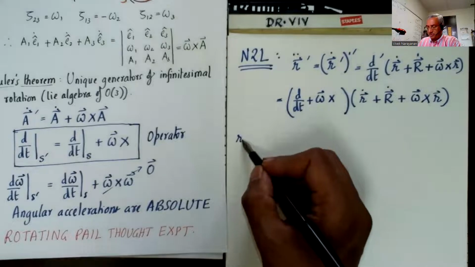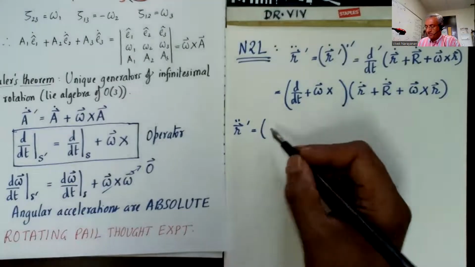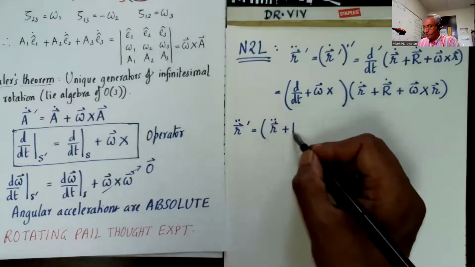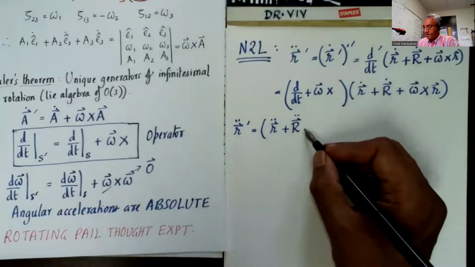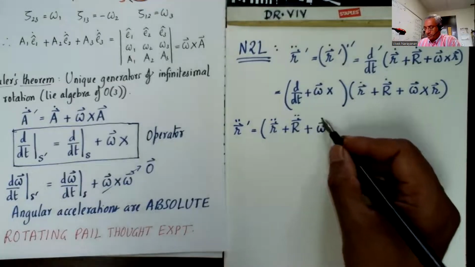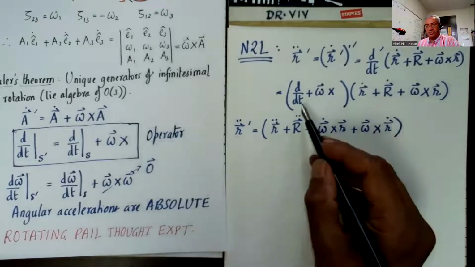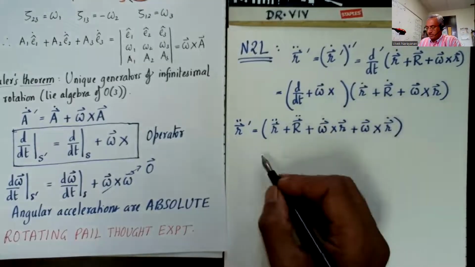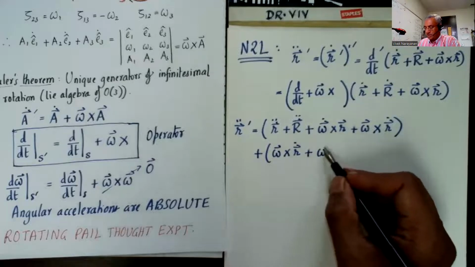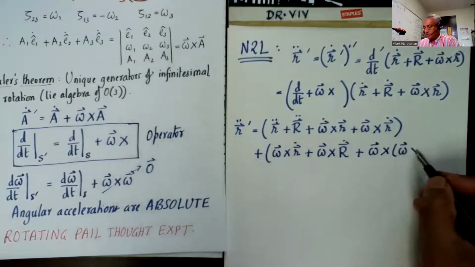So let's proceed. What we're doing here is r double dot prime. I take the d by dt inside. I'll do this term first for the d by dt inside. So I get r double dot plus R double dot. And then when I take the d by dt to the omega cross r, I'll get two terms. The first term is going to be omega dot cross r, and the second term is going to be omega cross r dot. So I finished d by dt. Now I do omega cross of all this. Well, that's going to be omega cross r dot plus omega cross R dot plus omega cross omega cross r.